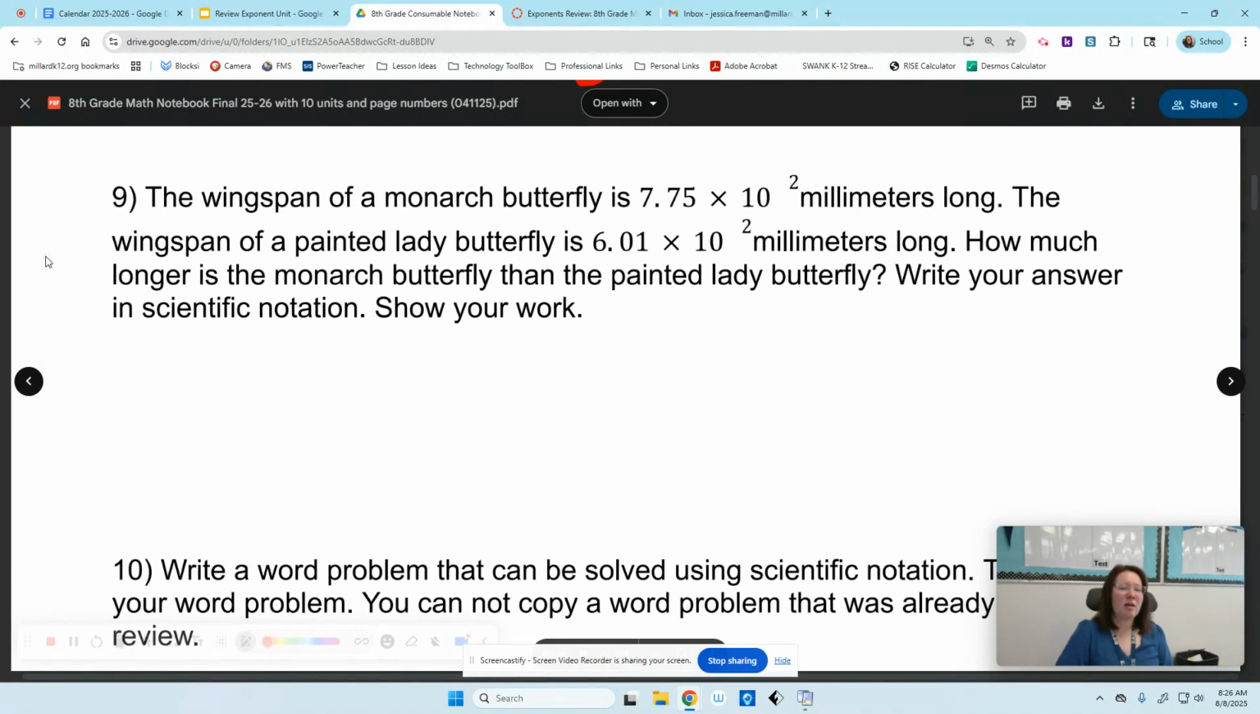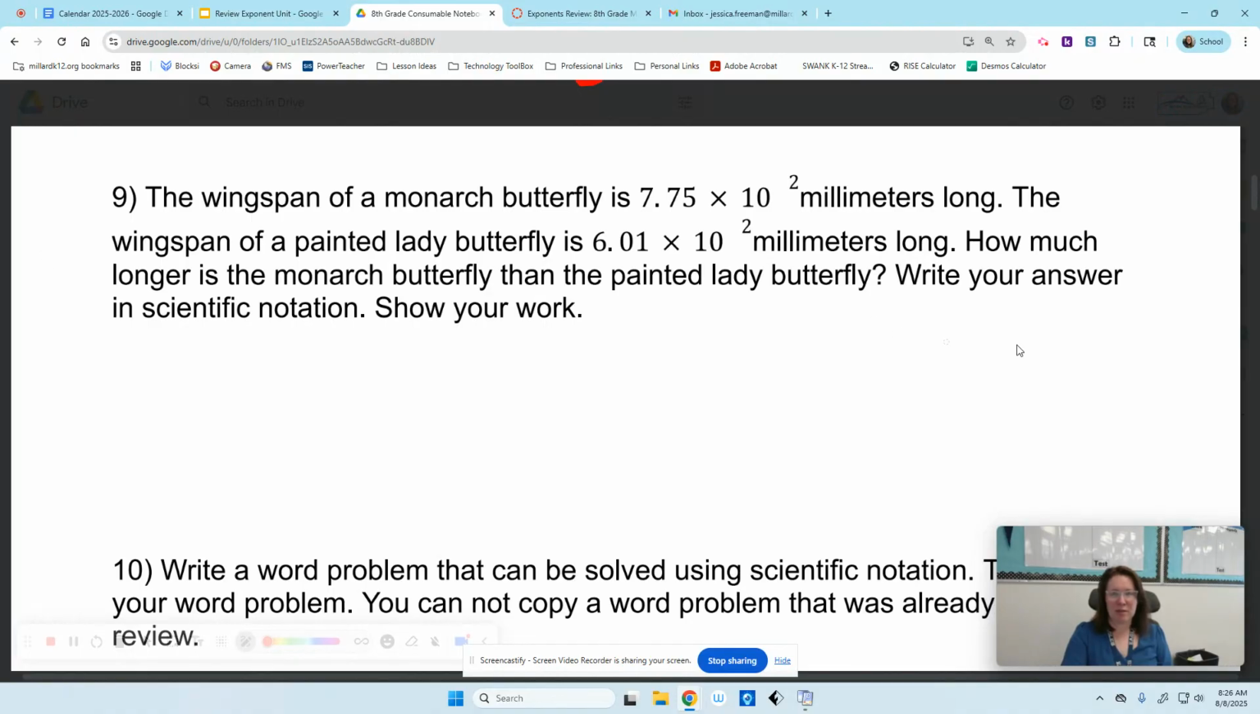The wingspan of a monarch butterfly is this many millimeters long. The wingspan of a painted lady butterfly is this big. How much longer? How much? Not how many times, just how much means subtract. So we'll do our monarch butterfly minus our painted lady butterfly.